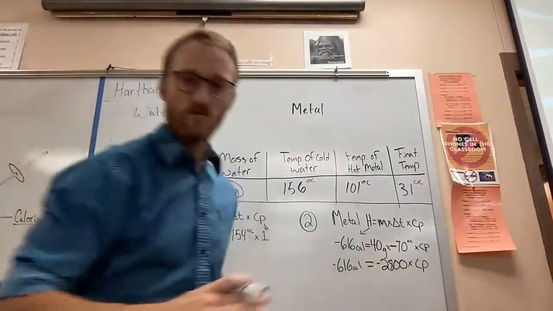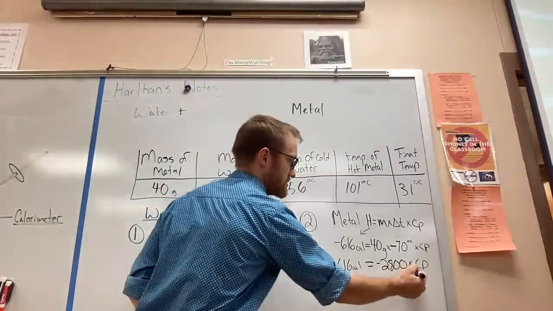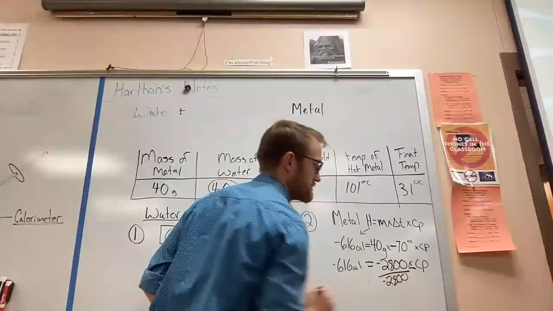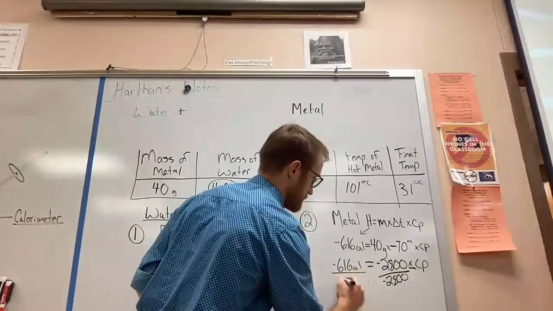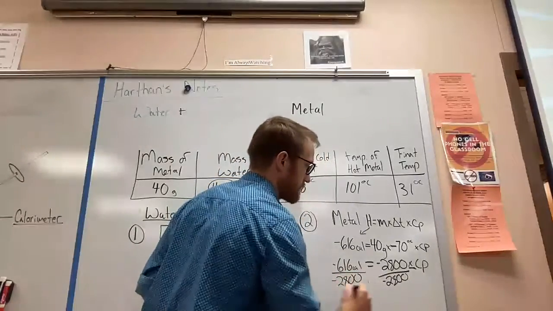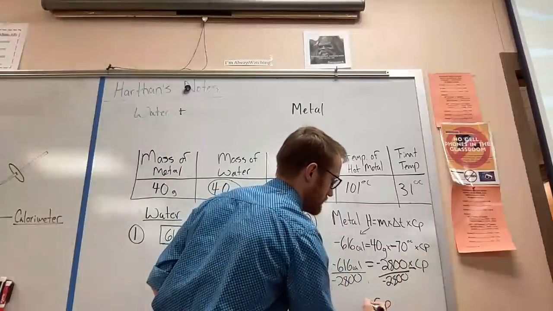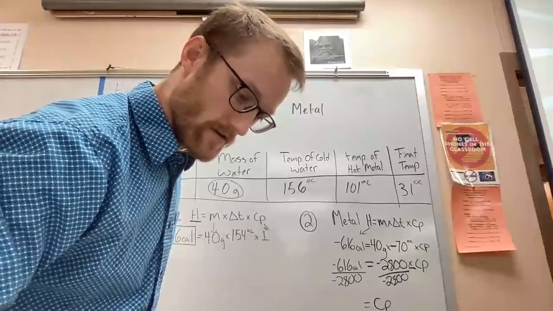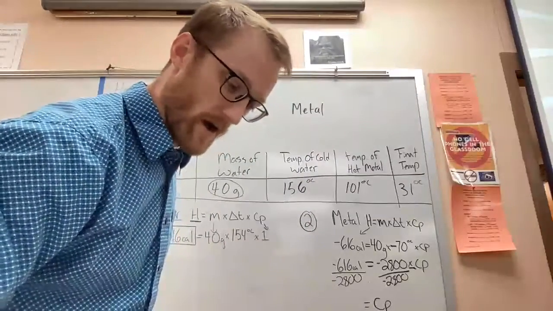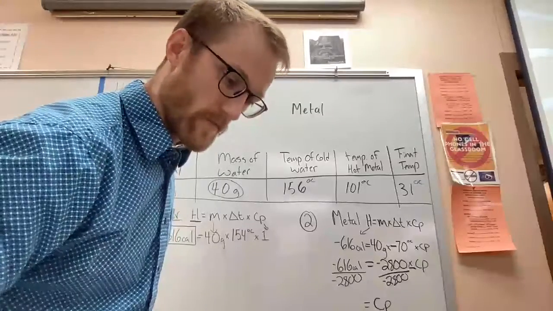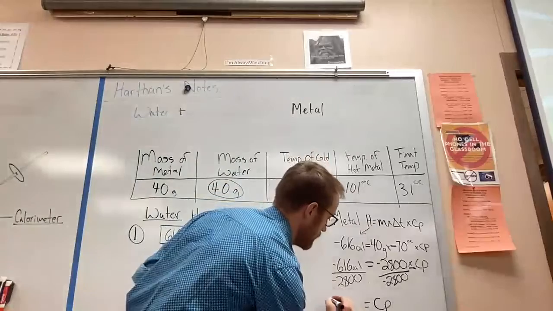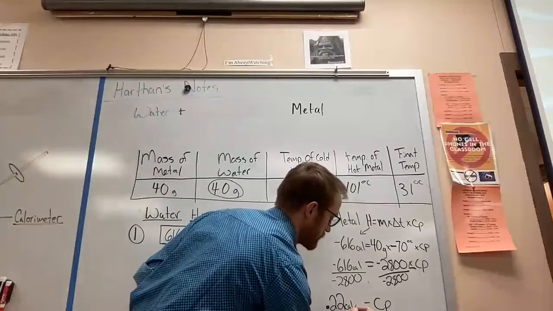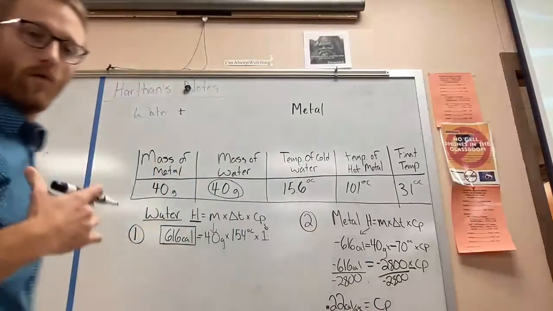Okay. Now, this is the one tricky part. Okay, just like in math class, we have multiplication here. So that means we undo multiplication with division, so we divide both sides by negative 2,800. Okay, and that's going to give us our value for specific heat. Okay, so when I do negative 616 divided by negative 2,800, I get a specific heat value of 0.22 calories per gram degree Celsius. Okay, so hopefully that helped.